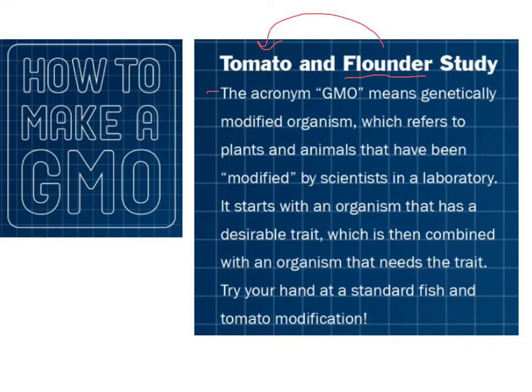The acronym GMO means genetically modified organism, which refers to plants and animals that have been modified by scientists in a laboratory. It starts with an organism that has a desirable trait, which is then combined with an organism that needs the trait. Try your hand at a standard fish and tomato modification. Alright, so the desirable trait is we don't want it to freeze. That desirable trait is in flounders, and it's going to be put into tomatoes.